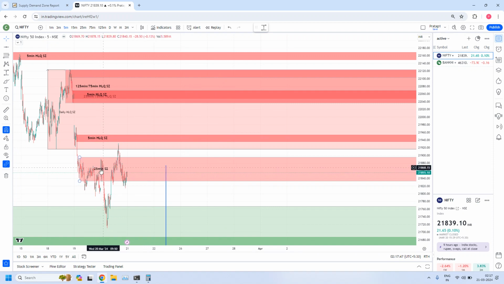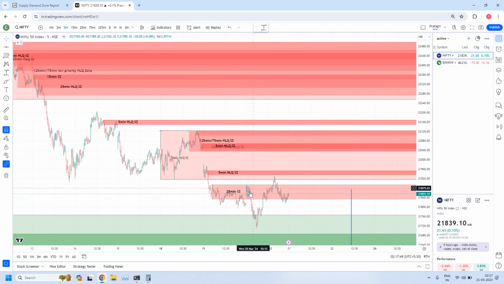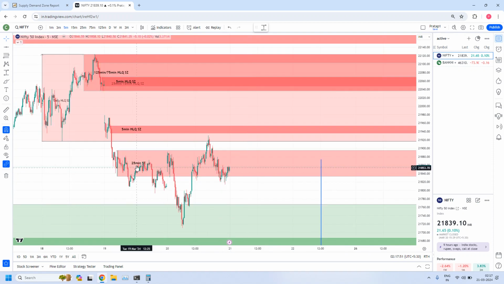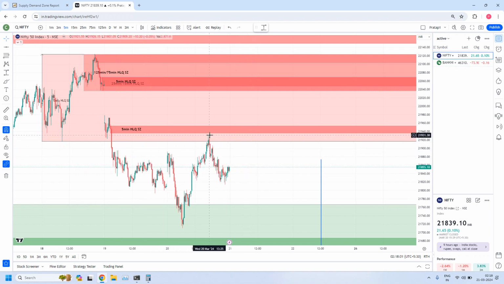And this 25-minute zone we drew yesterday is for reference purposes. Do not forget, this is a normal 25-minute zone. It is not a high liquidity zone. If it were a high liquidity zone, it would have held the prices. See how it held, the 5 minutes high liquidity supply zone. Moreover, this 5 minutes high liquidity supply zone is very powerful because it is inside the daily high liquidity supply zone. That point also you should not forget.